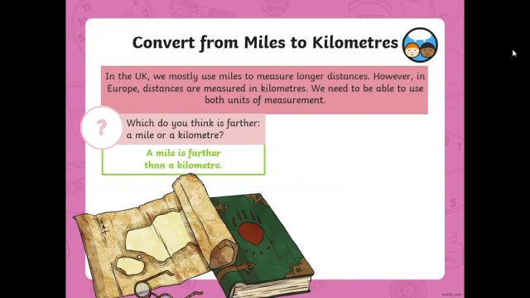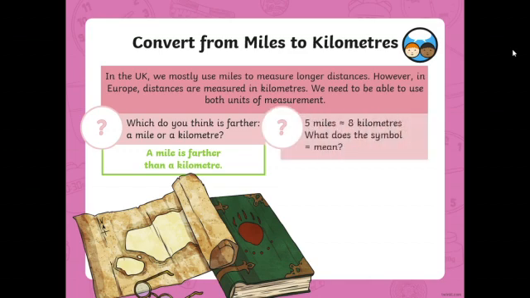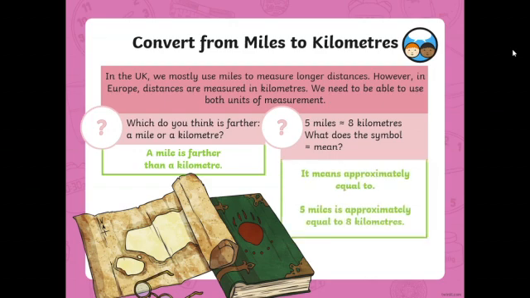Okay, but today the only conversion that we're actually going to look at is the fact that 5 miles is approximately 8 kilometres. Now you can see our equal sign there isn't a straight equal sign, and there's a reason for that, because it's not exactly the same, but it's close enough. That wiggly equal sign just means approximately equal to.